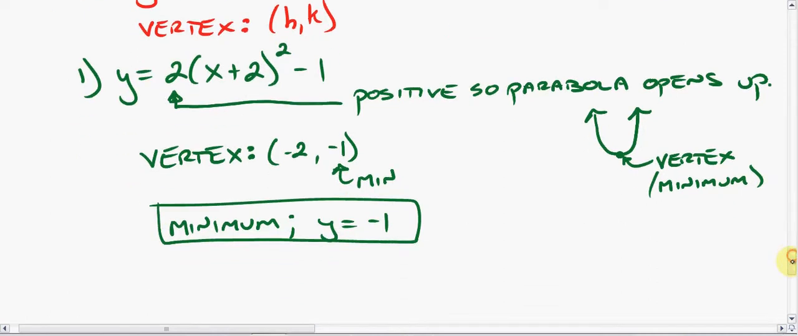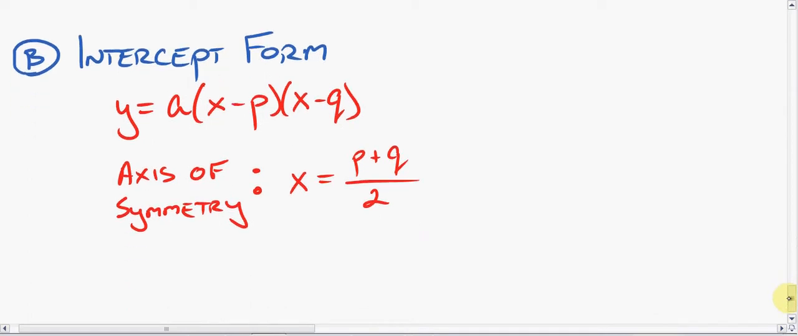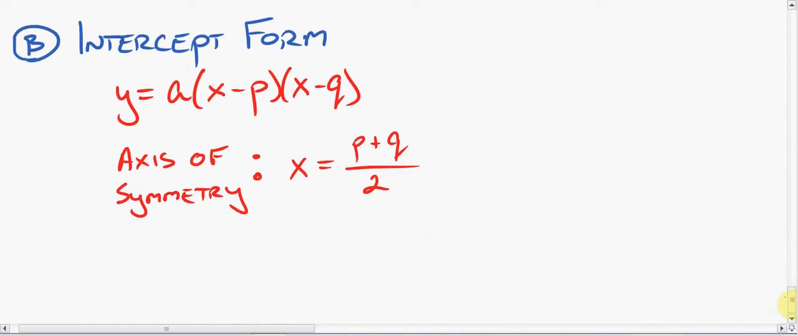Next, let's look at the intercept form. So in the intercept form, the formula is y equals a times the quantity x minus p times the quantity x minus q. You can't see the vertex just from looking at the numbers. You do have to do a little bit of extra math to find it. First thing, you have to find the axis of symmetry, then plug that x value back into the equation, find the value of y. Then you'll have your vertex.